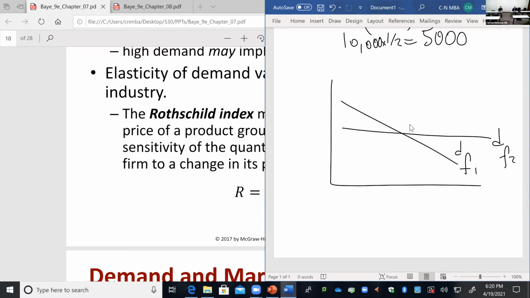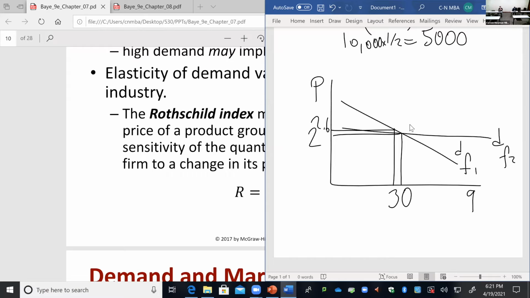The second firm, right? So let's say they both start at the same point. Both firms are charging $2 and they're selling 30 units of product, because here's quantity, here's price, right? And all of a sudden, these firms decide to raise their prices. Let's say they raise their prices to like $2.60, right?